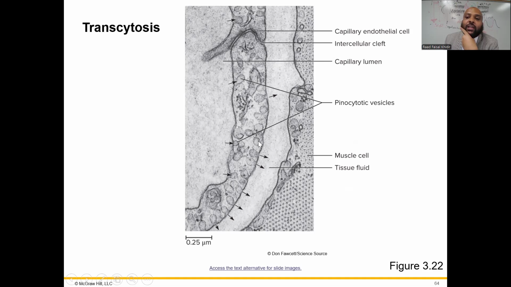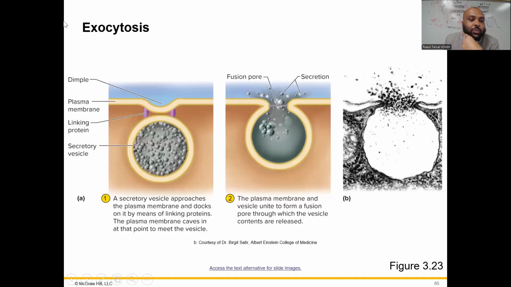Capillary endothelial cell. Now let's look at exocytosis. So in exocytosis, you would have a secretory vesicle. The secretory vesicle would approach the plasma membrane and dock on it by means of linking proteins. So there's no receptor here. And the plasma membrane caves in at that point to meet the vesicle.